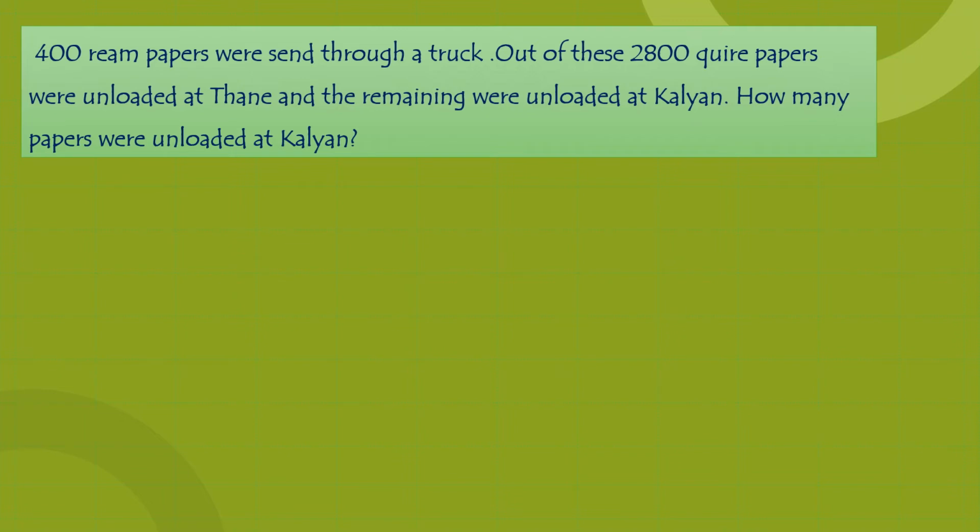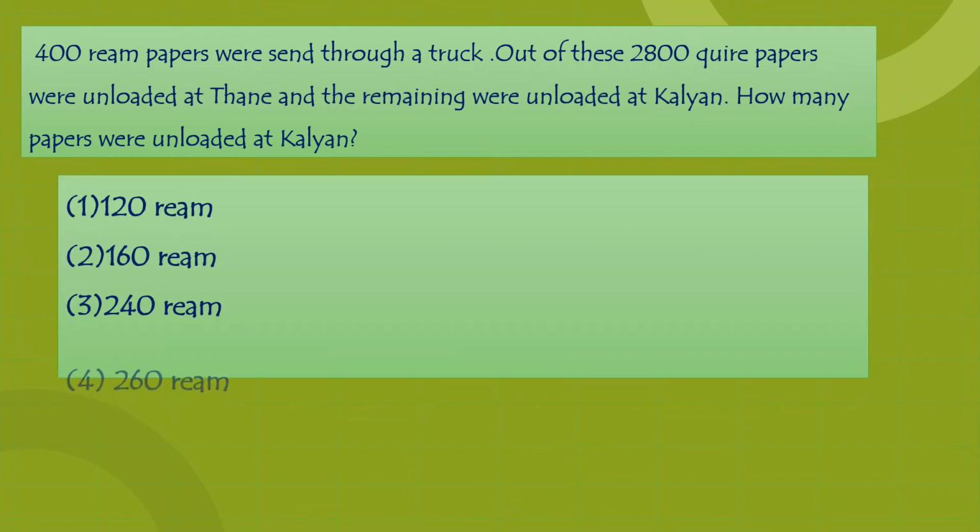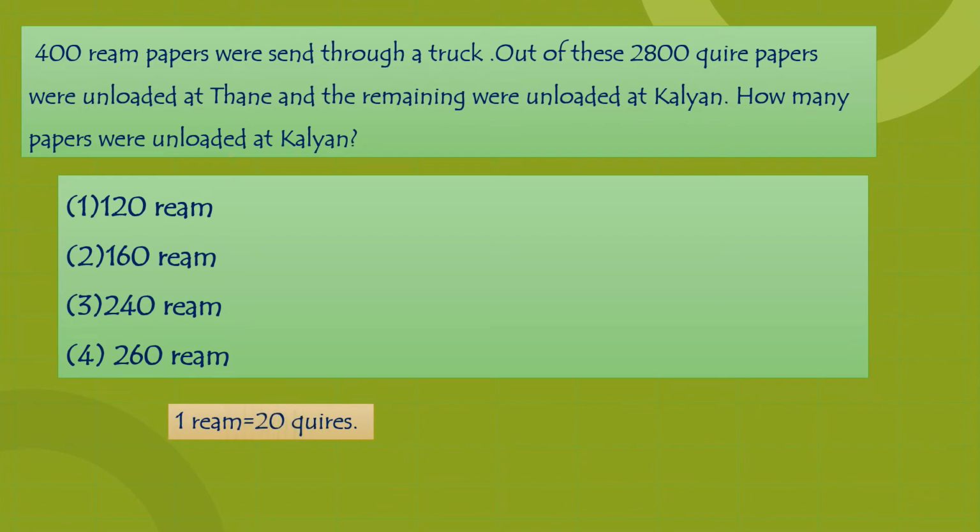The question is saying, how many papers were unloaded at Kalyan. Okay, so you have to simply subtract and come to know the answer. But both units are different. 400 rims of paper, and 2800 quires of paper were unloaded at Thane. So you will see the conversion. One rim is equal to 20 quires of paper.